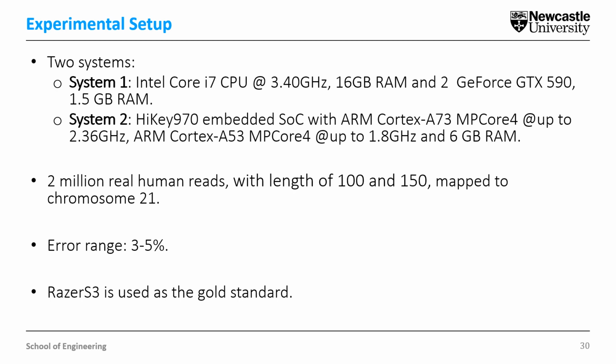We use 2 million real human reads of different lengths for evaluation and map them to chromosome 21. The error ranges are between 3 to 5%, and RazerS3 is used as a gold standard. We use RazerS3 as a gold standard because most of the previous algorithms have also used RazerS3, as it is considered to be one of the most accurate read mappers.